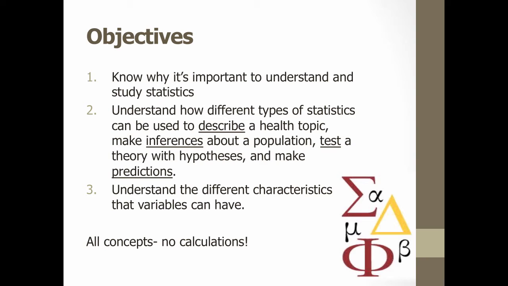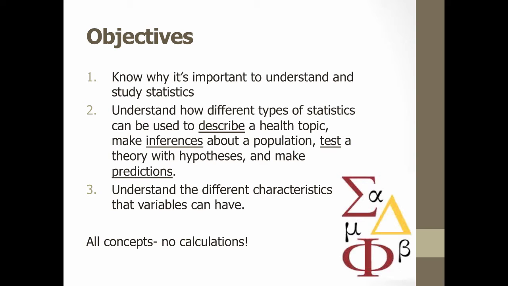Why is it considered a core requirement for the health science major and minors, as well as a GE for all the other students that have different majors? Part 2 is going to cover our objective of understanding how different types of statistics can be used to describe a health topic, make inferences about a population from a sample, test the theory with hypotheses, so this is also known as hypothesis testing, and make predictions.